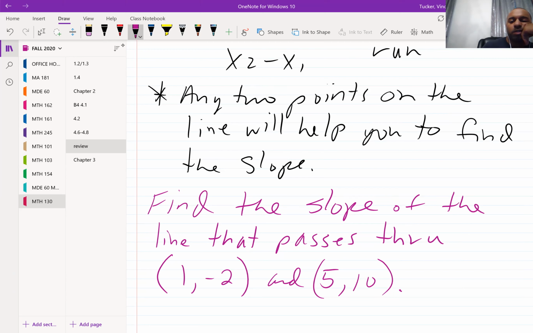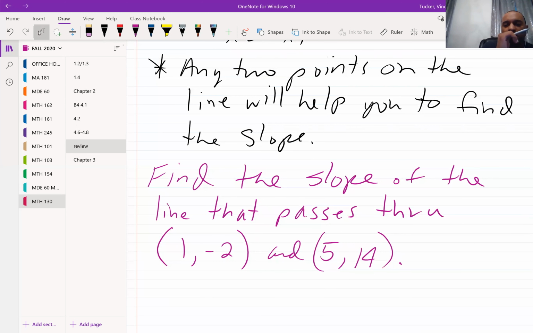Do I want to do 10? No, I don't want it to simplify. So let's go 8. Nope, I don't want to go 9. I'll go 14. That should be good. So I just want to keep a fraction. I'm just playing with stuff in my mind. So I'm going to find the slope of the line that passes through (1, -2) and (5, 14). It passes through these two points.